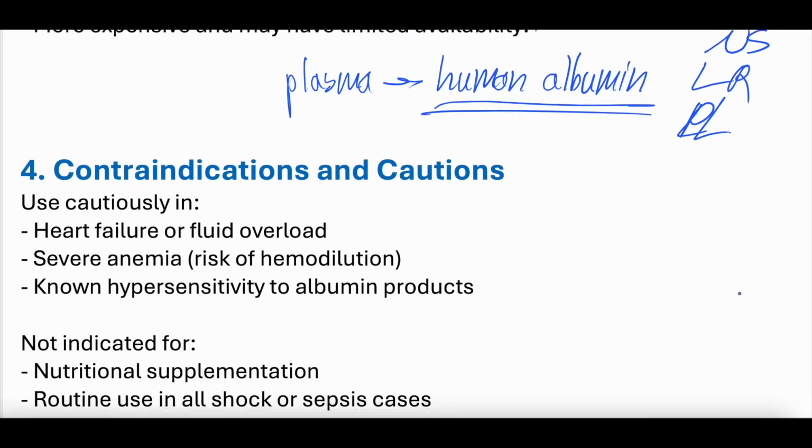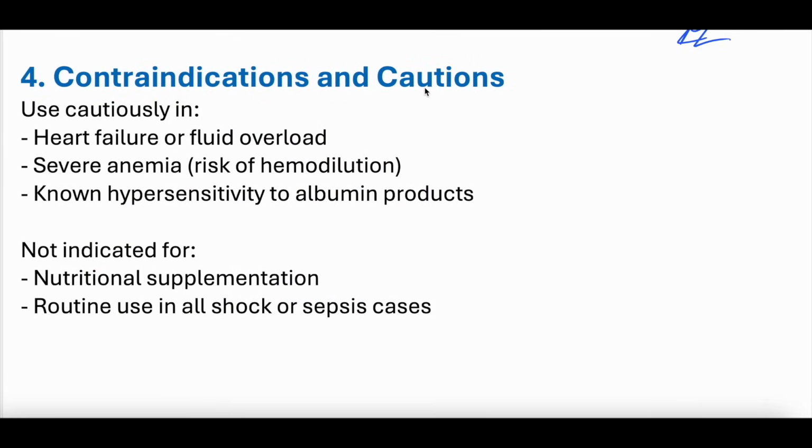Right, contraindications and caution. Anytime someone has risk of fluid overload like heart failure, you have to be cautious giving any fluids, albumin included. Severe anemia, this is probably fair, but not a scenario that people probably come across. But it can hemodilute it out because it stays intravascular. And then hypersensitivity is one that does happen. This is human albumin, right, derived from humans, so you can get hypersensitivity to it.